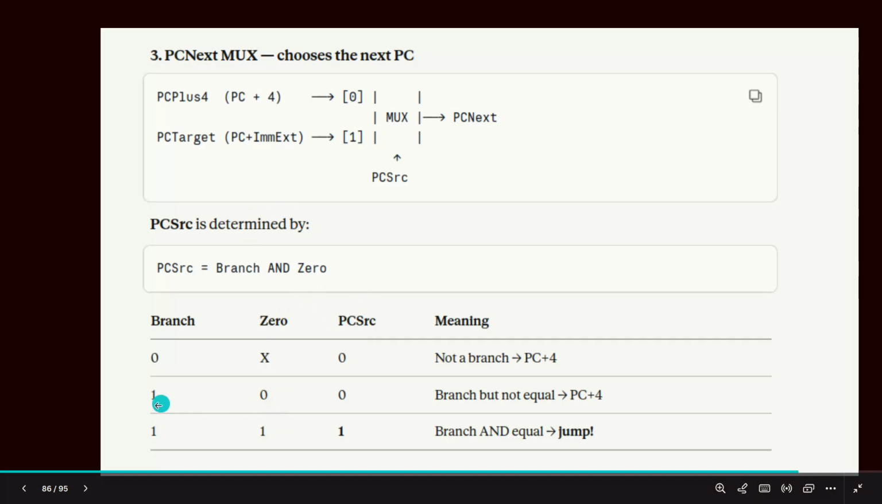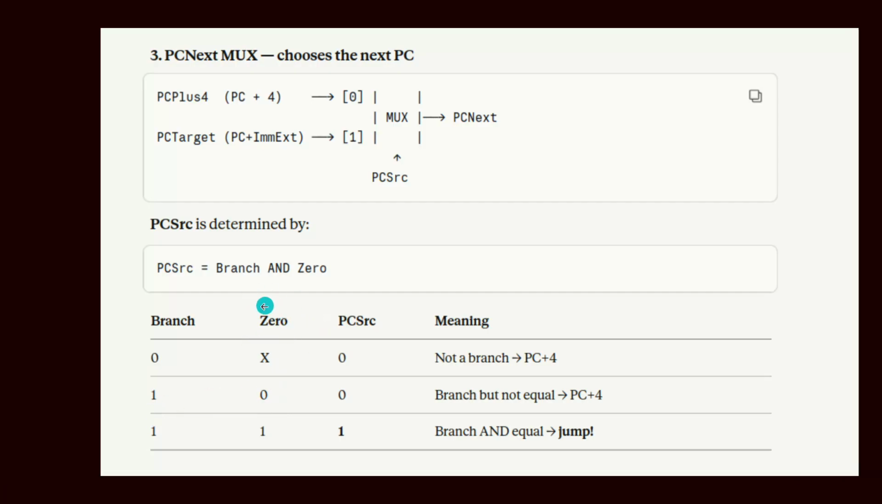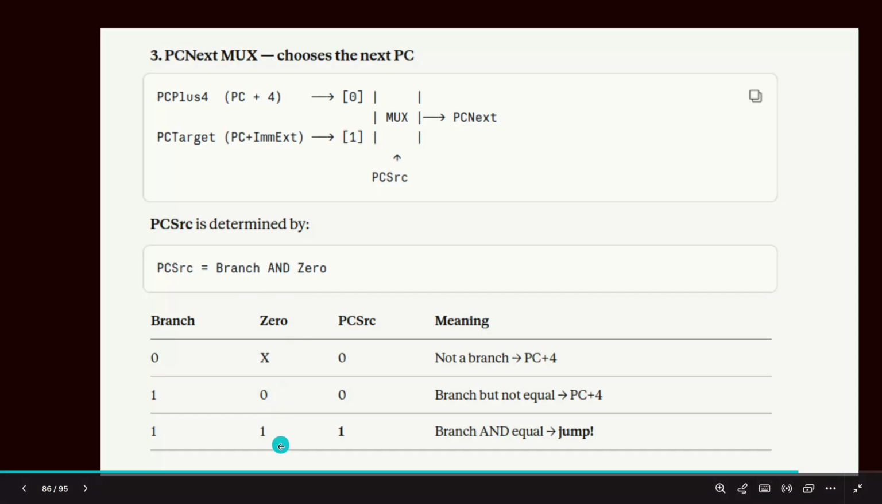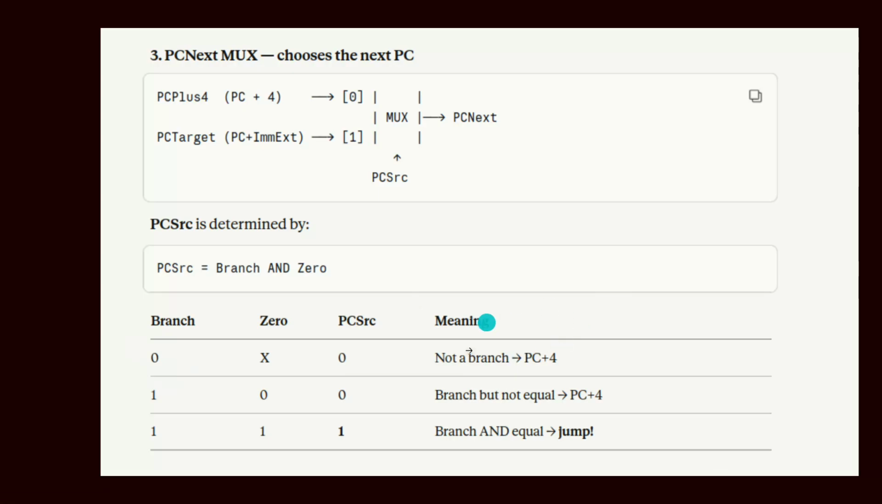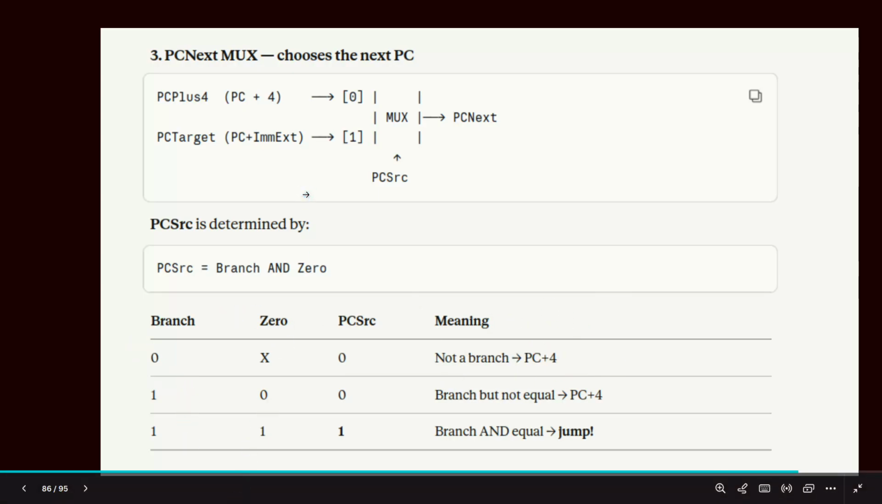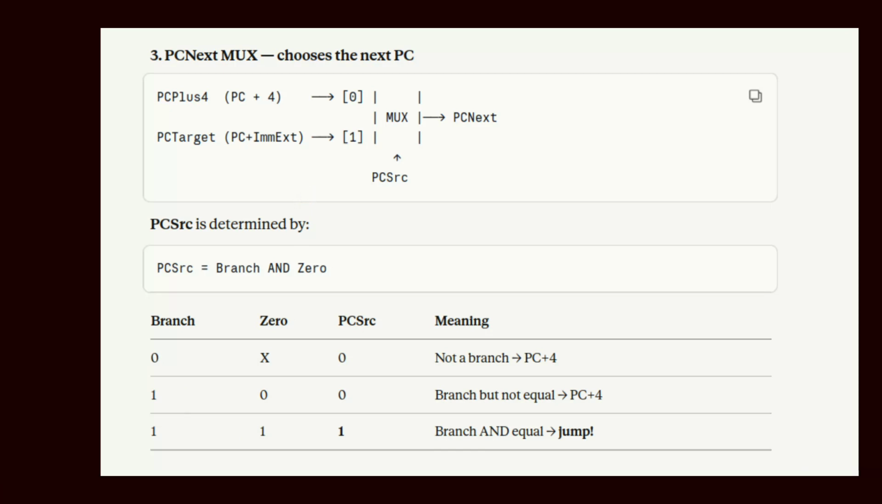So when there is a branch, this is a 0 flag value. 0 flag value can be 0 or 1. Branch is always 1. But when branch is 0, there is no branch happening, then also it is PC plus 4. If branch value is 1 and the 0 flag is 0, what does that mean?